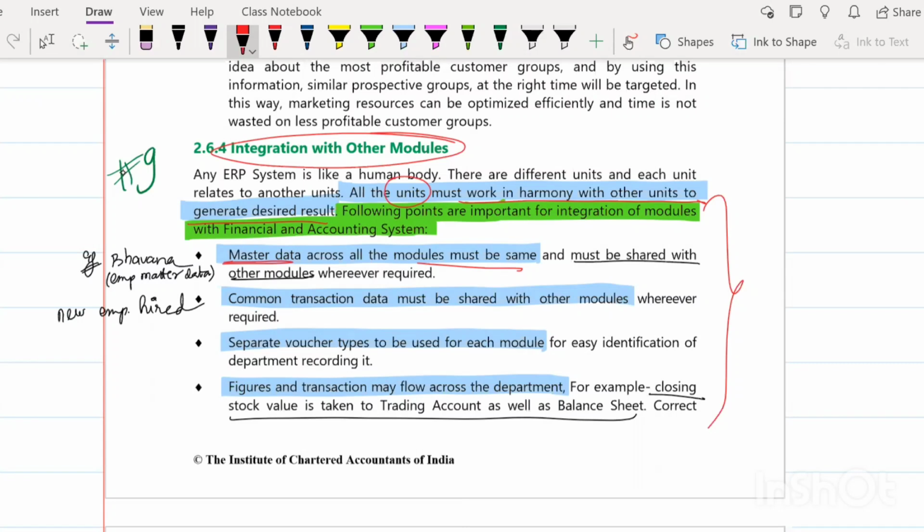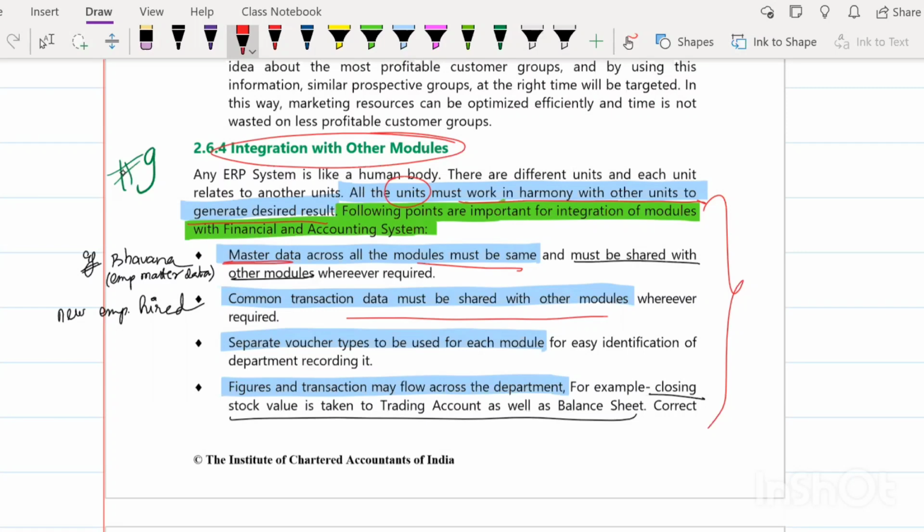Second, common transaction data must be shared with other modules. What they are saying is, if any common event happens that affects other modules, for example a new employee has been hired, this will affect the payroll module, the HR module, and your accounting module.